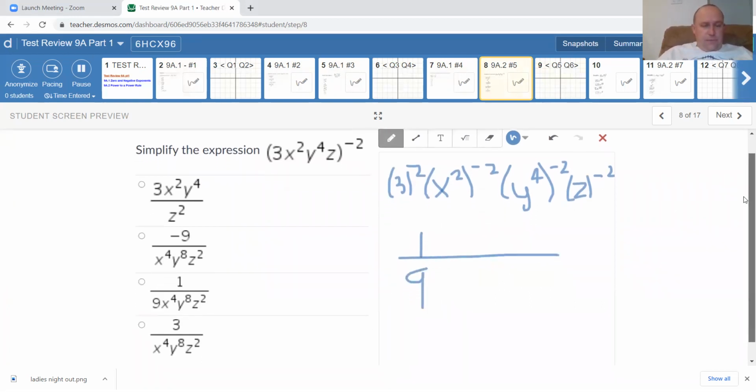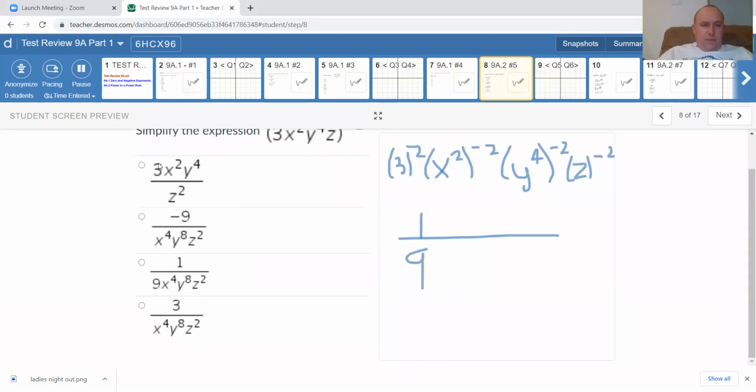And let's have a look. Is that enough for us to figure out the answer already? This one has a 3 on the top, so it's not that one. This one says -9, so that's wrong. This one has a 9 on the bottom, and this one doesn't either. So actually, we could have figured out the answer straight away just from doing that very first part of the question. It would be this answer choice here.